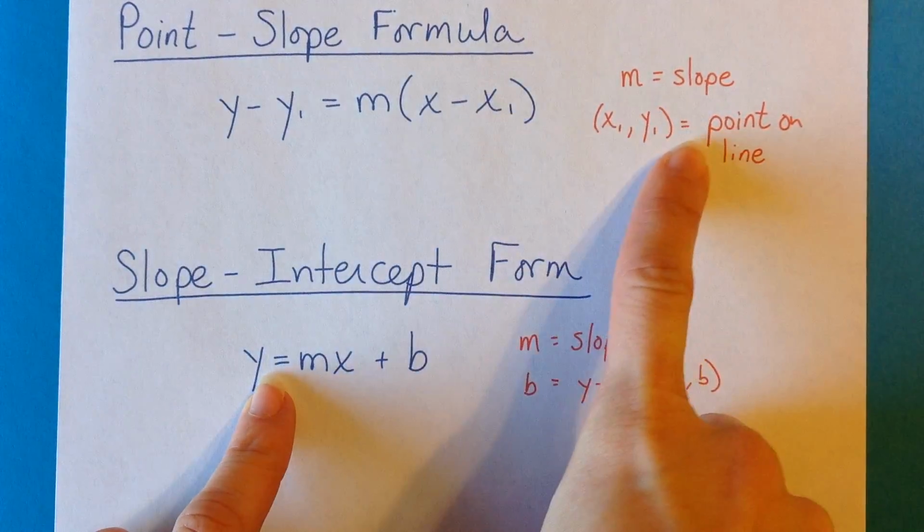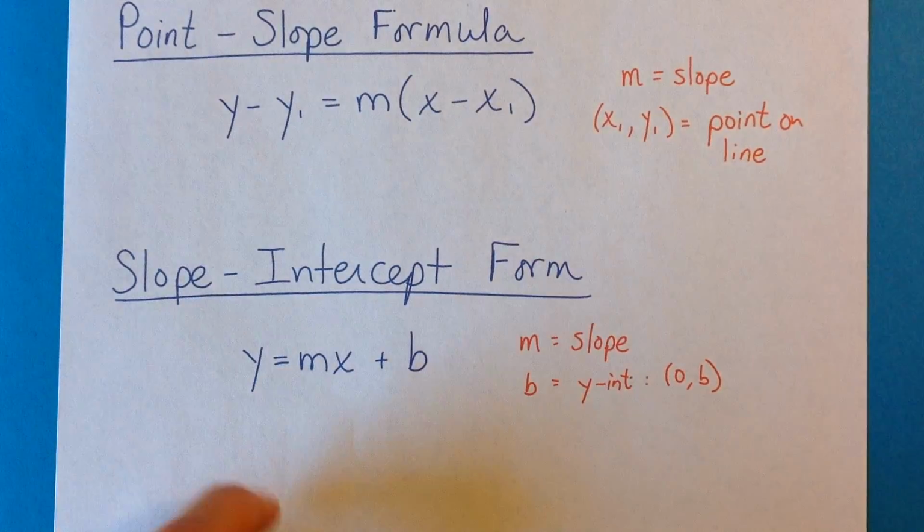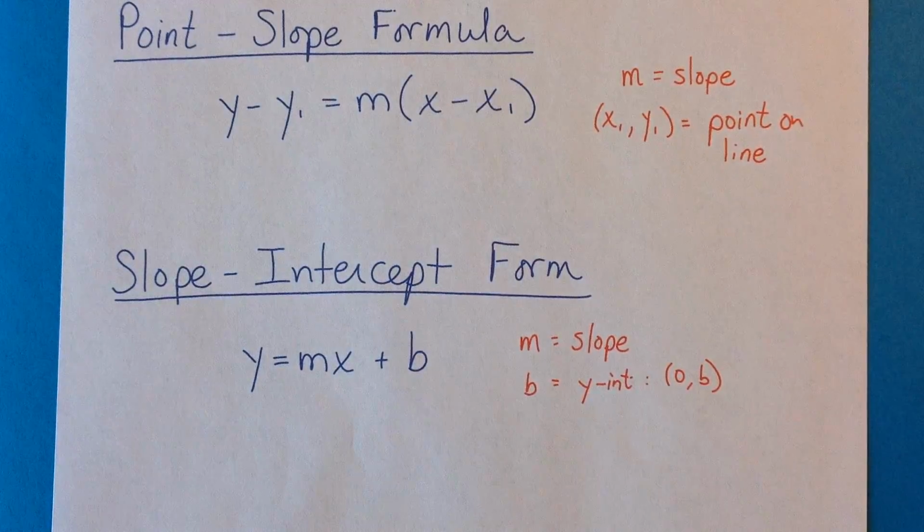Now, it can be any point on that line. It doesn't have to specifically be, like, the x-intercept or y-intercept. It can be, but it can be any other point that's on your line.